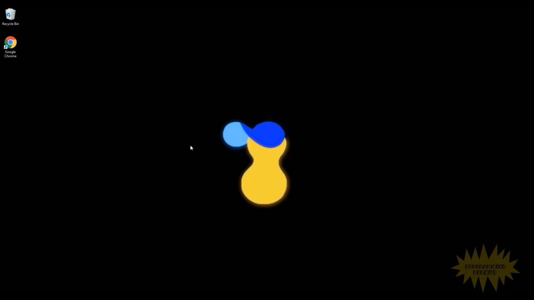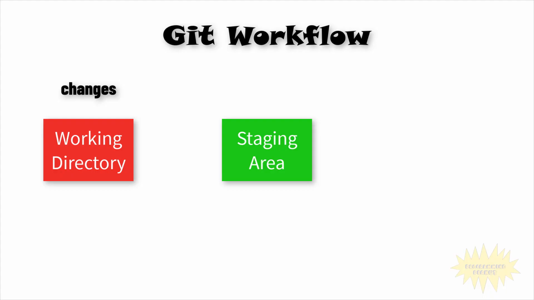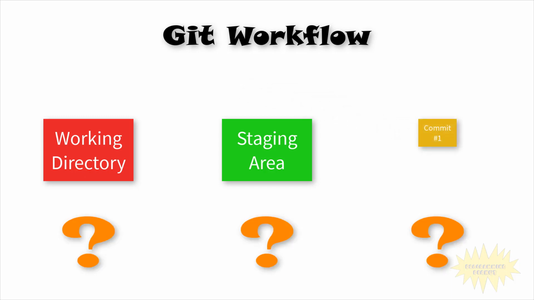Hey, what's up everyone? In this video, we're going to go over a Git command that will help us better visualize where we are in the Git workflow process. You know how when we make changes, we've got to move those changes from the working directory over to the staging area to then create a commit out of those changes. So sometimes it's hard to know exactly where you are in that process, right?